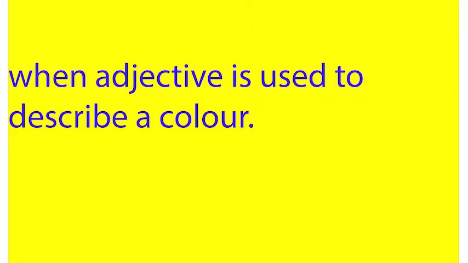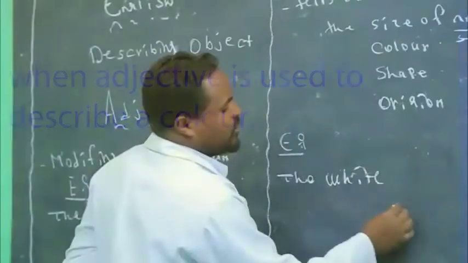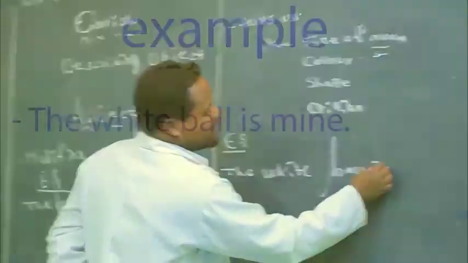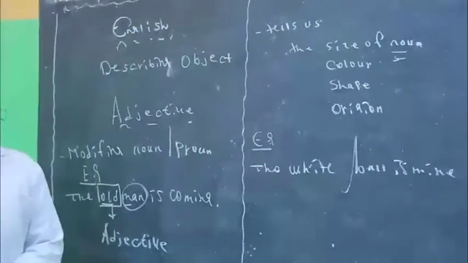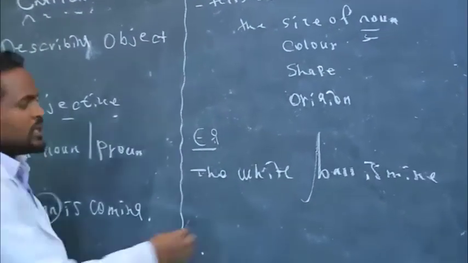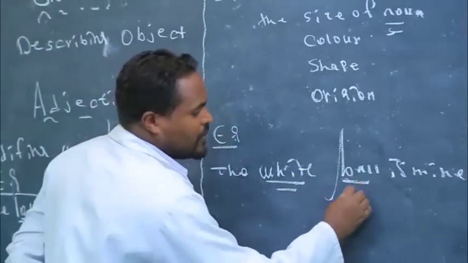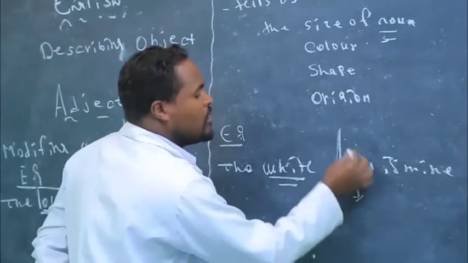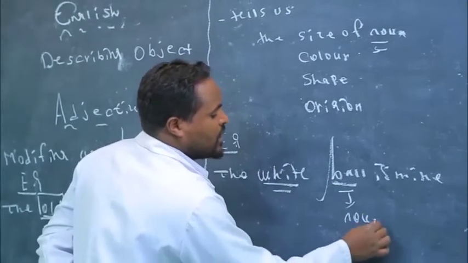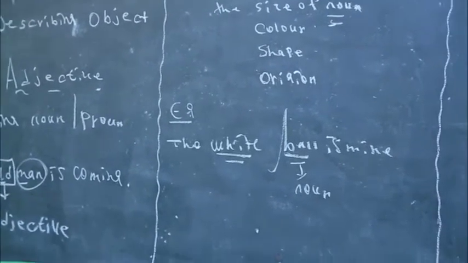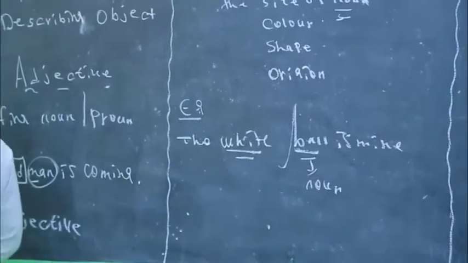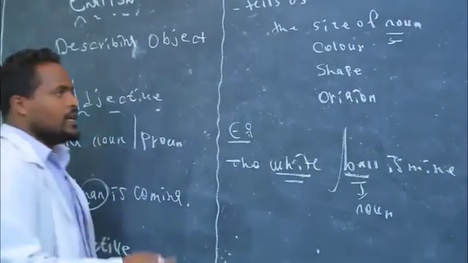The white ball is mine. In this sentence, we use white to describe the color of the noun ball. So ball is the noun and white describes the color. Again, adjectives can also describe the shape of a noun.